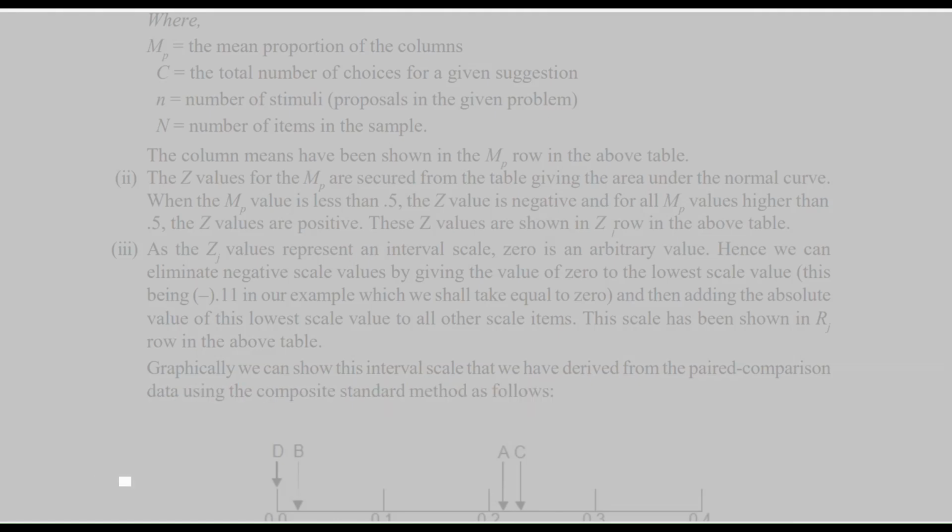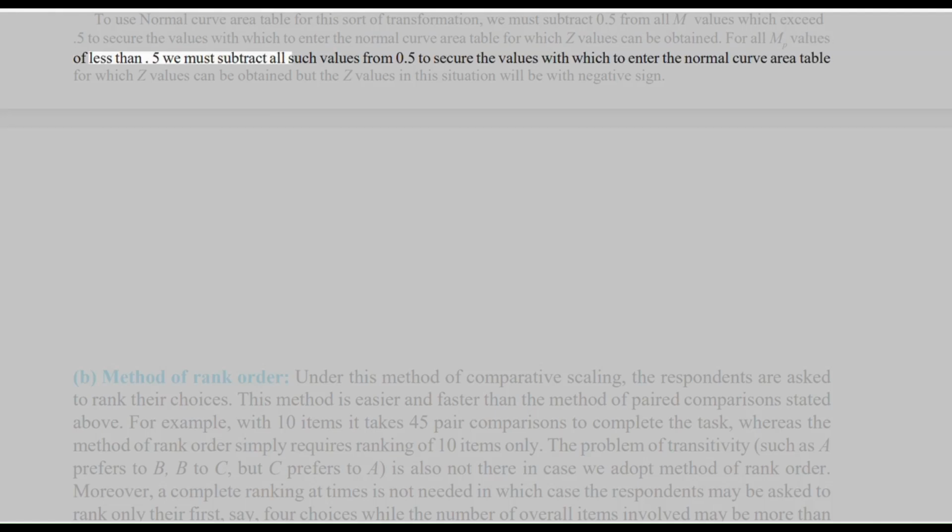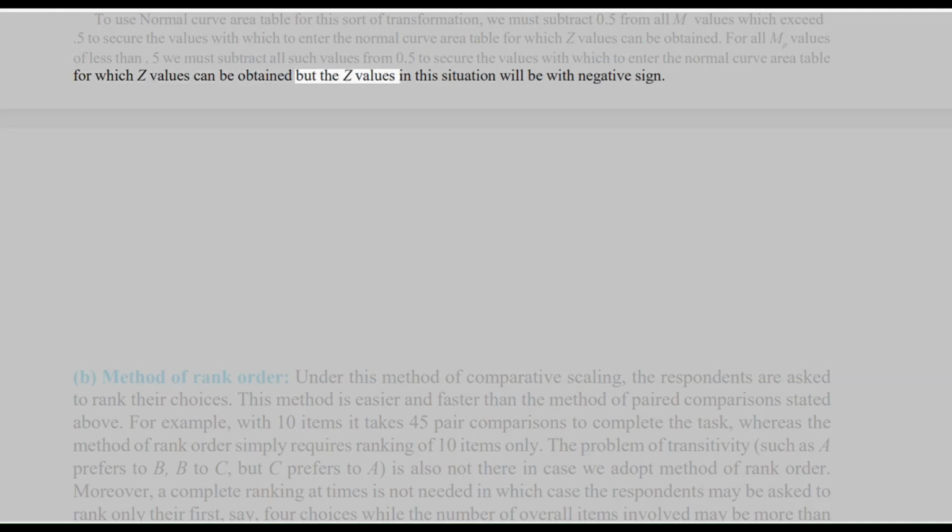Figure 5.2. To use normal curve area table for this sort of transformation, we must subtract 0.5 from all NP values which exceed 0.5 to secure the values with which to enter the normal curve area table for which Z values can be obtained. For all NP values of less than 0.5, we must subtract all such values from 0.5 to secure the values with which to enter the normal curve area table for which Z values can be obtained, but the Z values in this situation will be with negative sign.